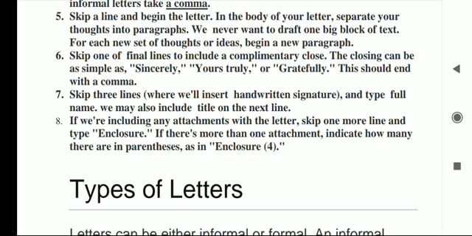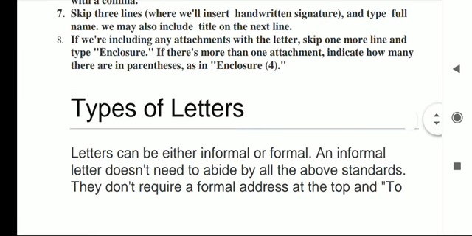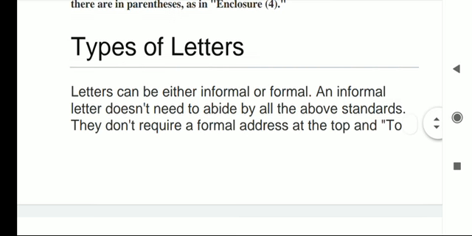Then we have to skip 3 lines, where we will insert the handwritten signature, right? And type full name. We may also include title on the next line. If we are including any attachments with the letter, skip one more line and type enclosures. If there are more than one attachments, indicate how many there are in the parenthesis, as in enclosure 4, right?